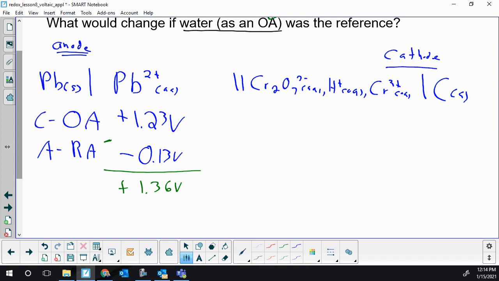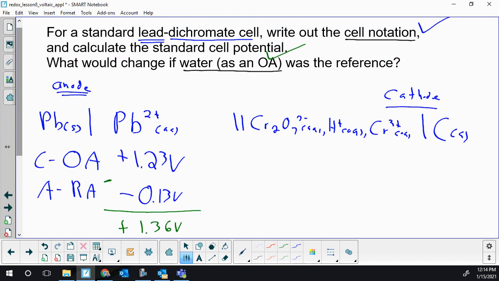Okay. Last, that's kind of a repeat from previous lessons. Now something new. What would happen if hydrogen wasn't the reference? What if something else was picked as the reference? I'll call this old, which is the regular reduction potentials. We're going to figure out these new potentials with our new reference, which is water. We're going to see what happens if we have a different reference.